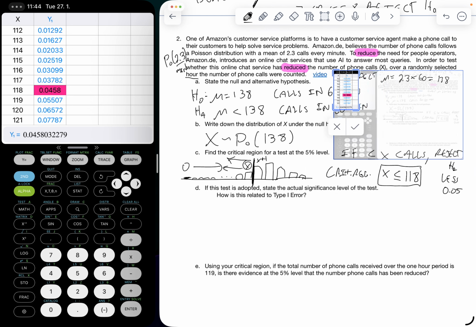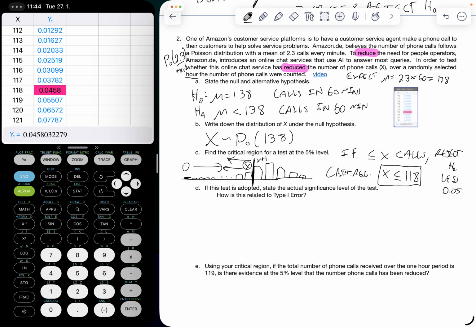So again, being able to manipulate this table in your calculator is probably the most important thing for being able to do these binomial and Poisson tests. The difference between this and binomial is that they'll tell you it's Poisson. They're not going to just give you information. They have to use the word Poisson in order to be able to do this kind of problem.